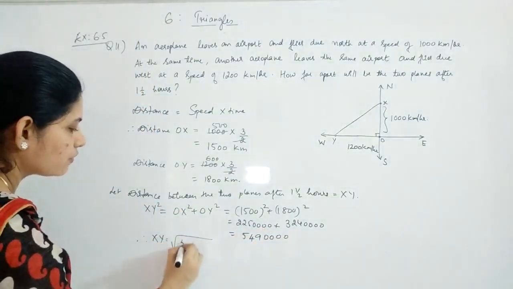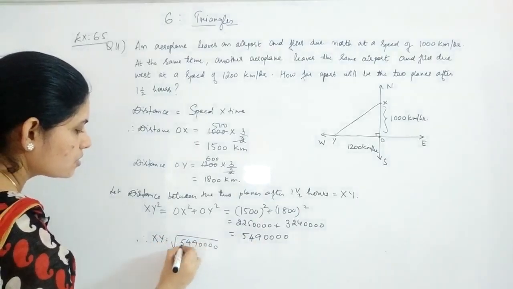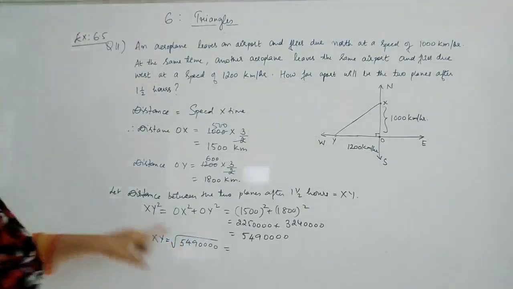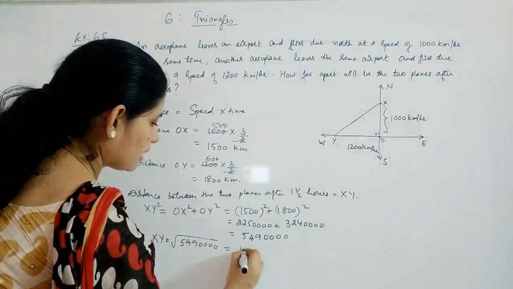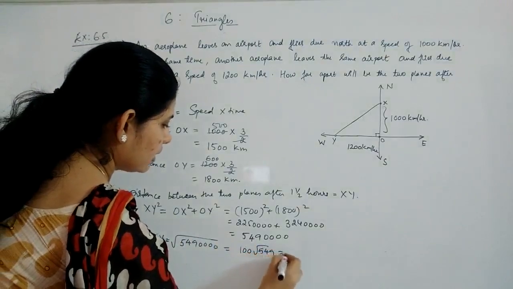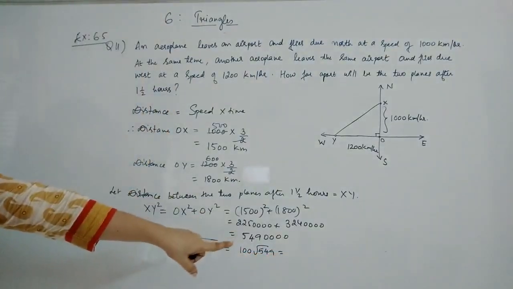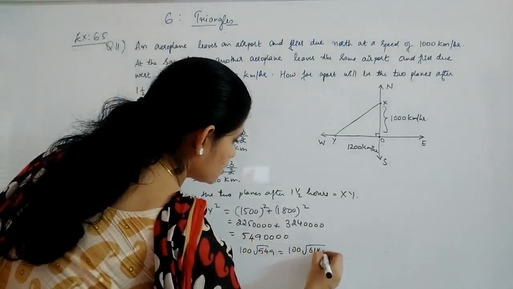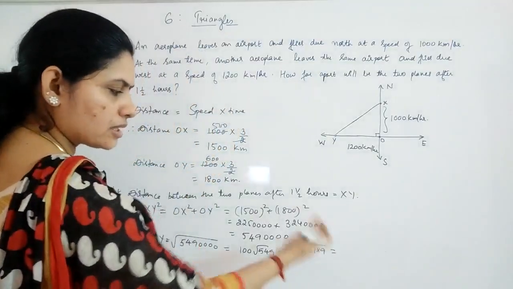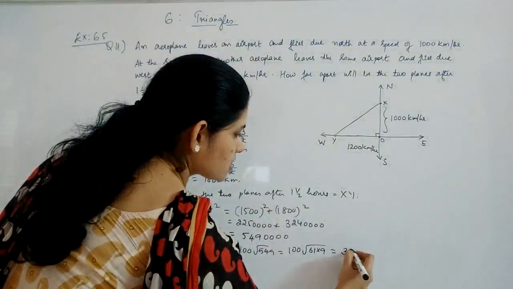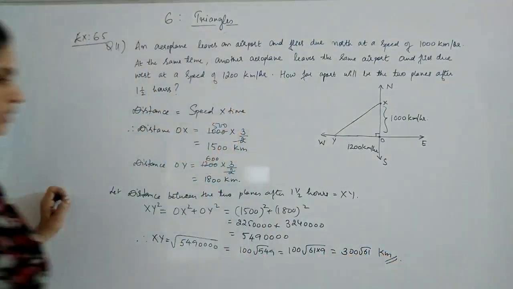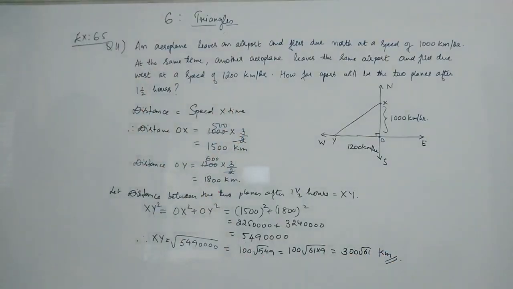So what is your XY? It is root of 5,490,000. So 4 zeros inside the root will give you 2 zeros outside the root, and here 549. So I can write 100 into root of 549. Now what is 549? It is 61 into 9. So you'll get 100 root of 61 into 9, and 9 you can take out as 3. So it will give you 3 into 100, which is 300 root 61 kilometers. Therefore the distance between the two planes after 1.5 hours is 300 root 61 kilometers.